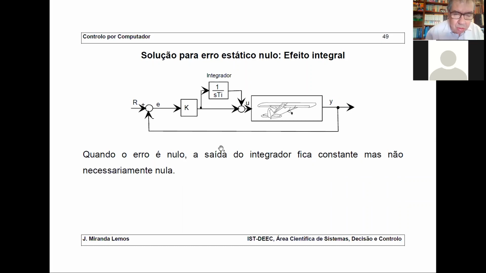Now let me ask you another question. Why don't we just put an integral and we add this term here, this proportional term here? Can someone tell me what is the advantage of this proportional term in parallel with the integrator? You remember?